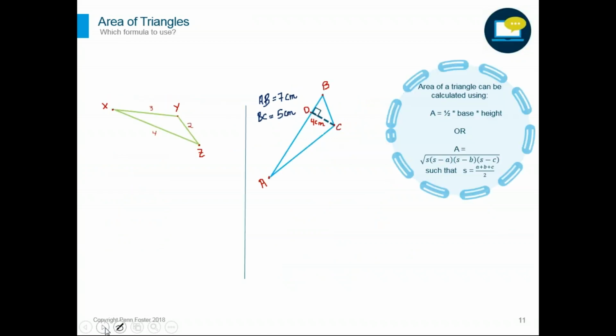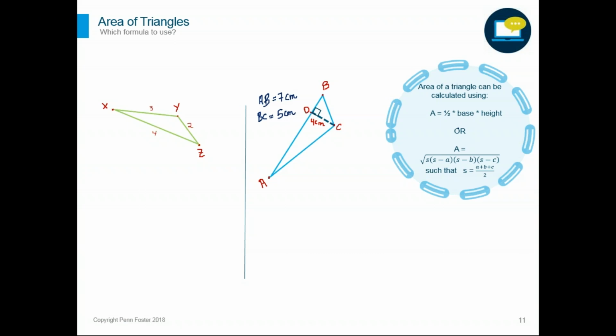Okay, let's move on to triangles. The area of triangles. Within your study unit, there are two possible formulas that you're able to use to find an area of a given triangle. The one, you need to use the base of the triangle and the height of the triangle. Multiply them together, take the half, and that will give you the area of the triangle.